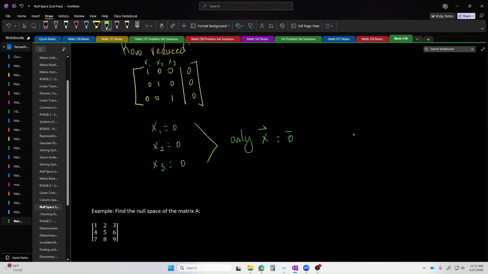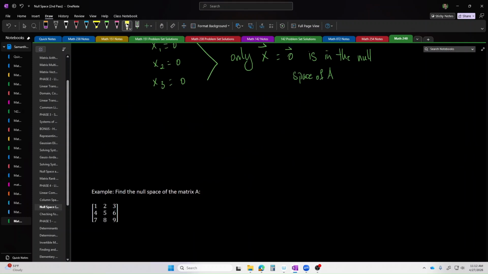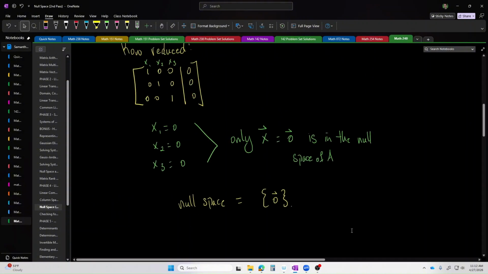Only x equals the 0 vector is in the null space of A. So in this case, if someone asked me to find the null space, I could say, for example, that the null space is the set containing just the 0 vector. So this is an example of a matrix A that doesn't really destroy any information, that doesn't really compress or flatten any vectors as it acts upon those vectors. The null space in this case is just the trivial solution.